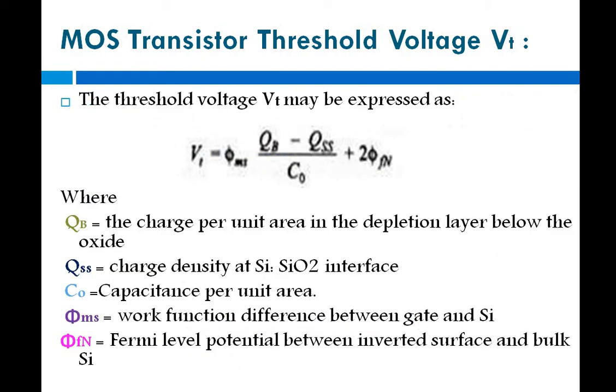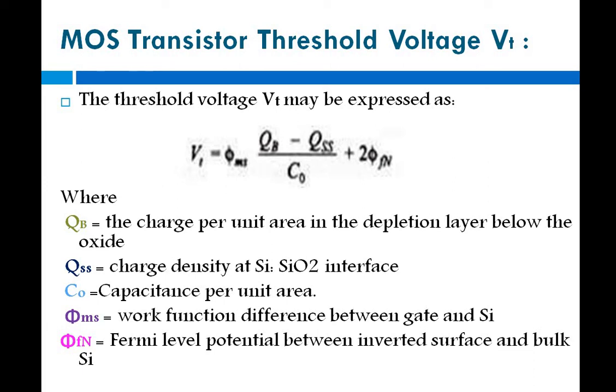And the MOS transistor threshold voltage formula is an equation given as Vt equals φms minus Qb minus Qss divided by Co plus 2φfn, where Qb is charge per unit area, and Qss is charge density of the silicon and silicon dioxide interface. As I have said, we have already seen that there will be an interface between layer to layer, so that charge also we have to consider. So Qss is nothing but the charge density at the silicon and silicon dioxide interface.